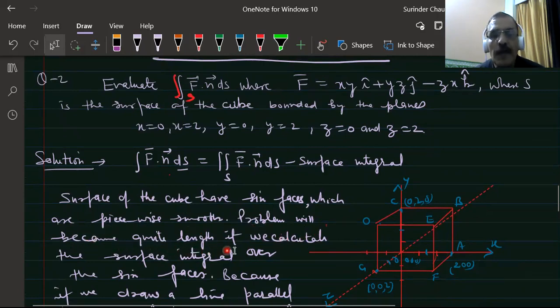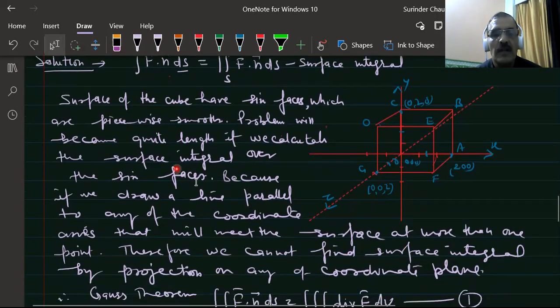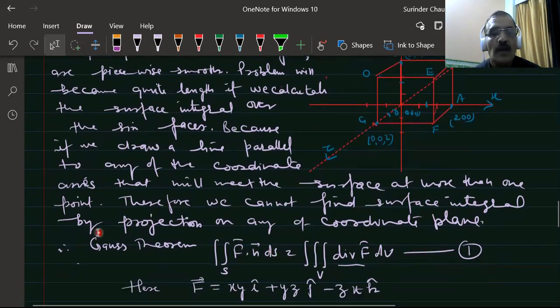The problem will become quite lengthy if we calculate the surface integral over the six faces, that is, front face, back face and the others, and add them. Because if we draw a line parallel to any of the coordinate axes, it will meet the surface at more than one point, therefore we cannot find the surface integral by projection on any of the coordinate planes, right? Therefore, by the Gauss divergence theorem, the surface integral is equal to the volume integral of divergence of F.